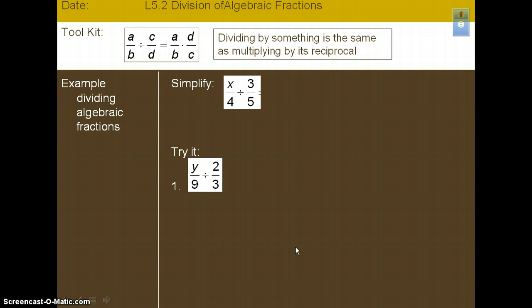Now what about when it's algebraic? We're going to go ahead and take a look at some algebraic fractions here, starting with our very first example, x over 4 divided by 3 over 5. We would rewrite it as a multiplication, x over 4 times 5 over 3. Before we multiply here, 5 does not have any factors in common with the 3 or the 4, so this is just a straightforward multiplication, 5x over 12. Go ahead, use that as a model, and try the next one.